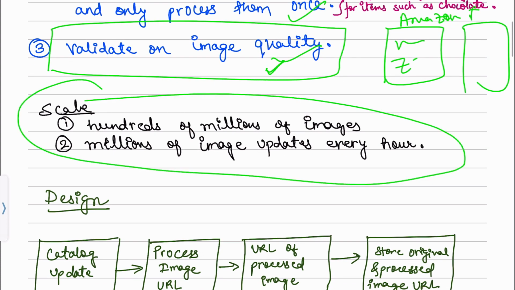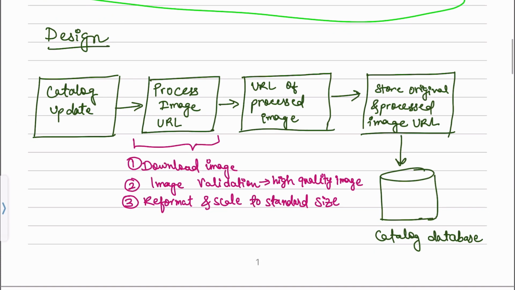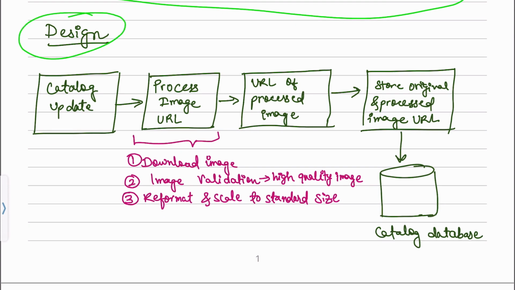And these are the basic scale numbers. They are kind of huge because we are operating at scale. Now let's look into our current system, how it works, and then we will move to the new system which will solve that problem.